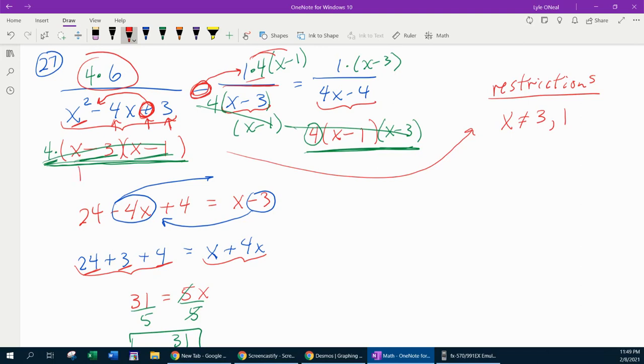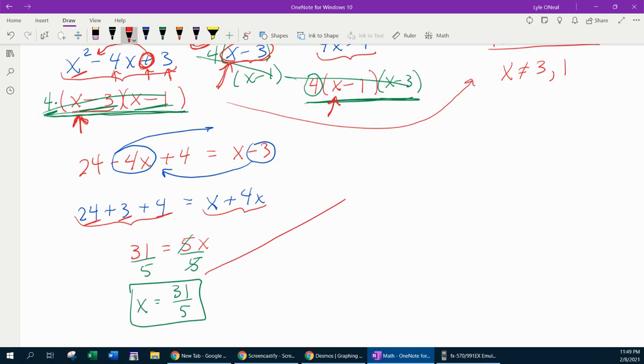And again, the reason for that is because if I plug in a 3 here, 3 minus 3 is 0. I can't have a 0 in the denominator. Also, if I plug in a 3 here, that would make this denominator 0. x cannot be 1 because if I plug in a 1 here, 1 minus 1 is 0, and 0 times anything is 0, so that would make the denominator 0.